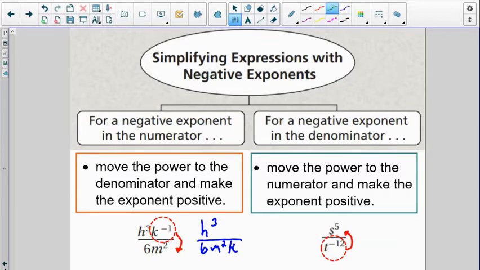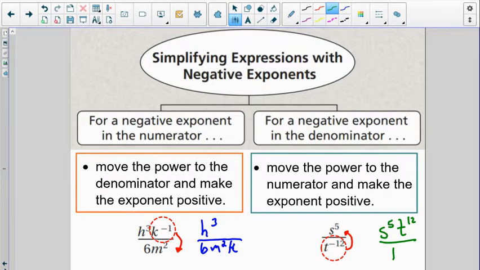Now on the second example on the right-hand side, we have s to the fifth power in the numerator, and the only thing that was in the denominator was t to the negative 12th power. So to make that a power with a positive exponent, we are going to move it up to the numerator portion. And then really what's left behind, since there's nothing else there, it's just that invisible 1.